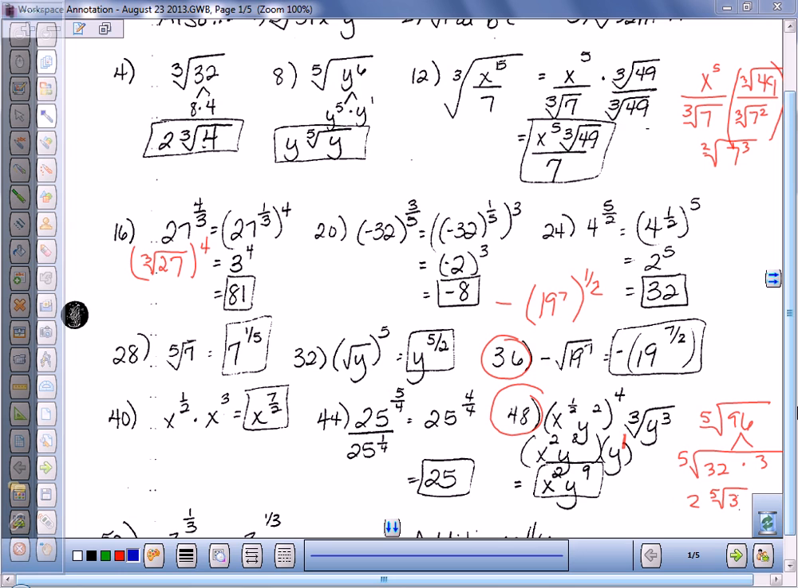Now, a couple things the teachers talked about yesterday at lunch. Things that we expect you to know. And I expected you to know them, but I didn't give you a heads up about it. So let me give you the heads up. I expect you to know your perfect squares through 400.